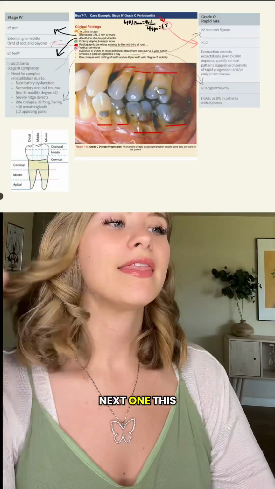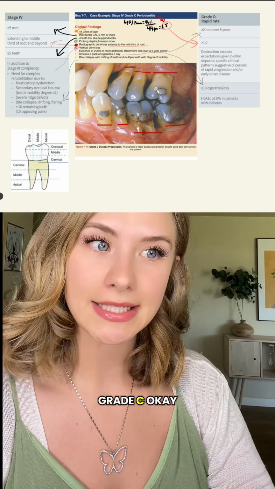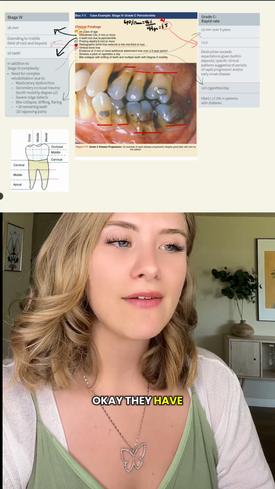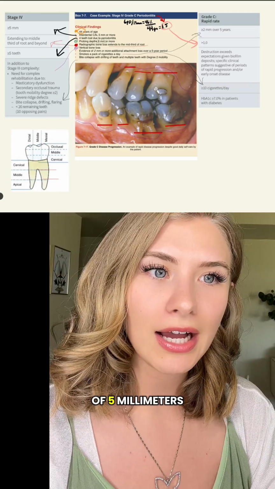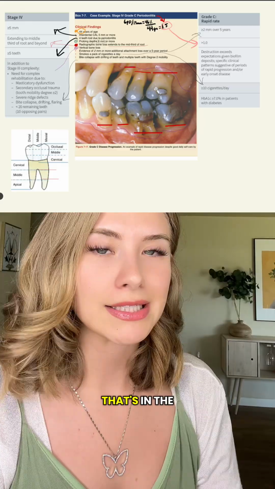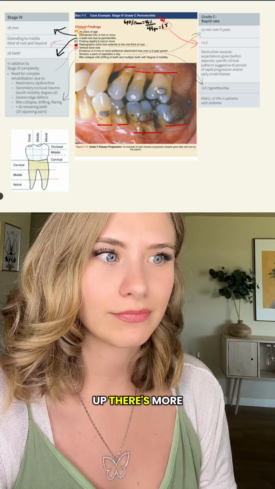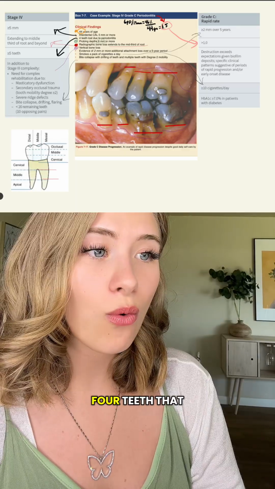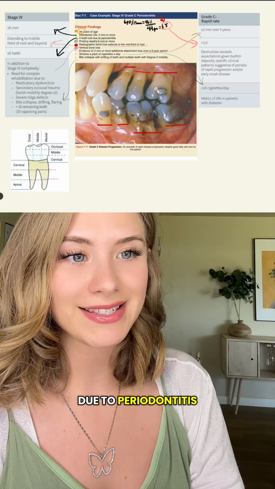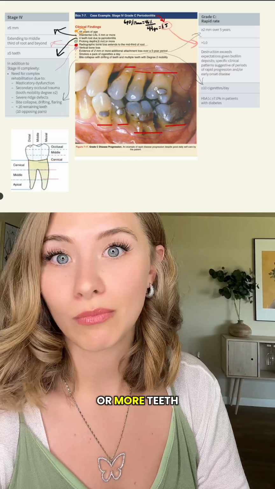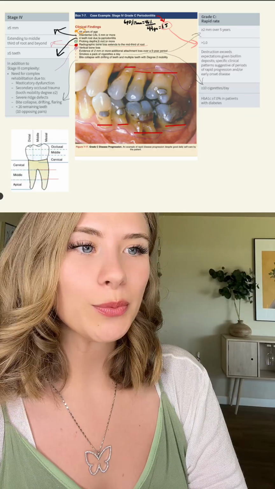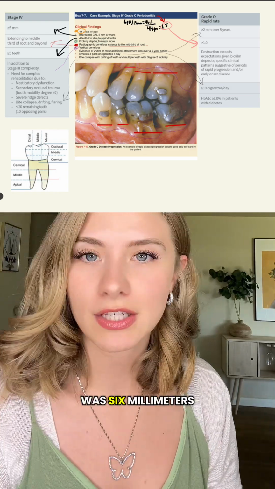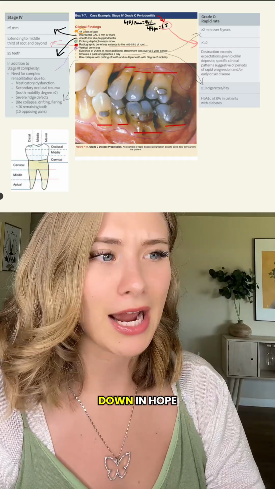Okay, on to the next one. This one is a stage 4, grade C. They're 44 years old. Not too old. They have interdental CAL attachment of 5 millimeters or more. That's in the stage, right? If you look up, there's 5 millimeters or more of CAL. They have 4 teeth that have been lost due to periodontitis. On the stage 4, it's 5 or more teeth. Doesn't have to be every one, right? Probe depths are 6 millimeters or more. The past one was 5 millimeters or less, so we're going to keep going down in probe depths.